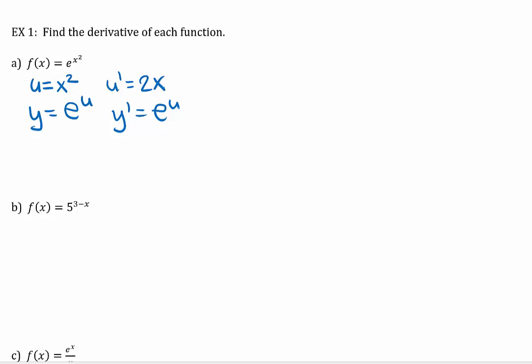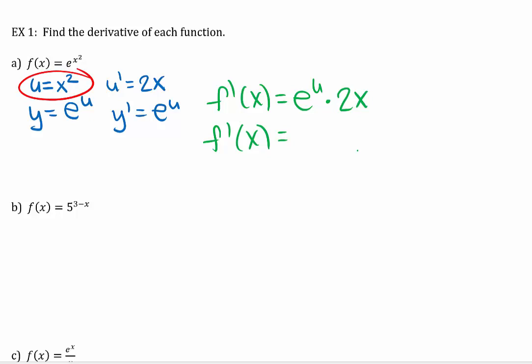The chain rule says to find the derivative of a composition of functions, we take y prime times u prime. And then finally, we need to change those u's back into x's. If u is x squared, I'm going to write this derivative as 2x e to the x squared.